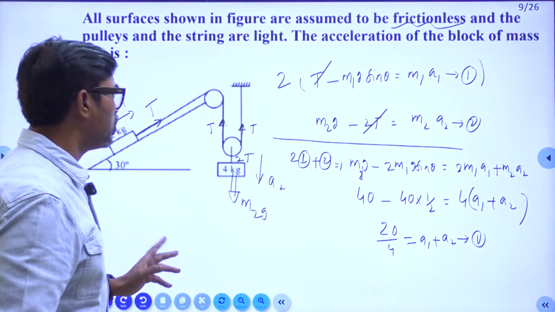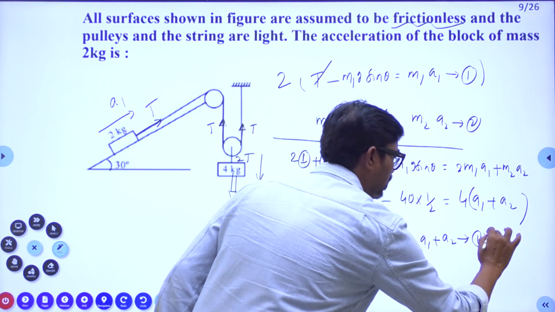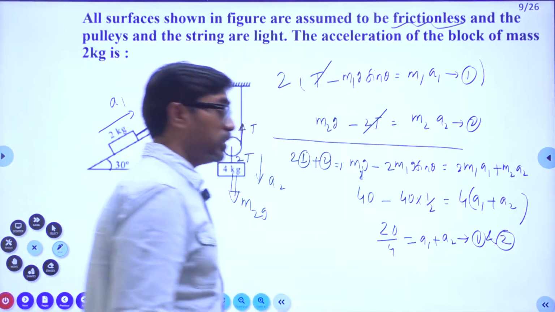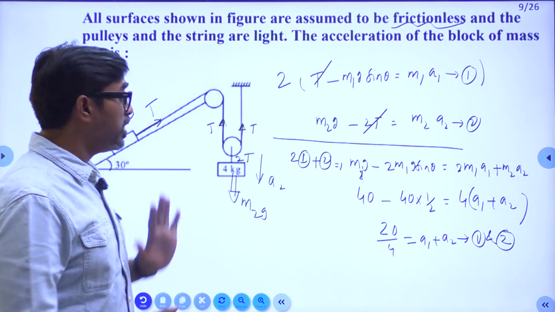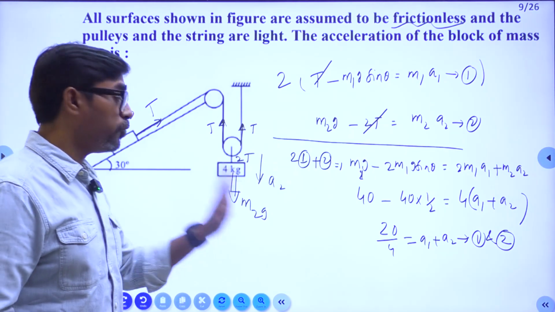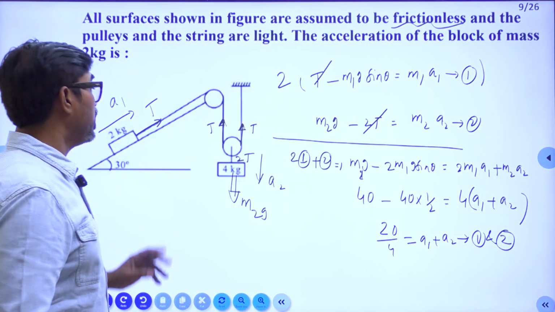Usually it's simply writing Newton's laws of equation. This is 1 and 2 together. Okay, but there are two unknowns and I got one combined equation: A1 plus A2 equals 5. I am getting it. How do I find the other relation?